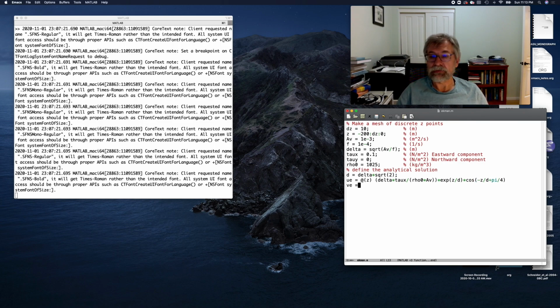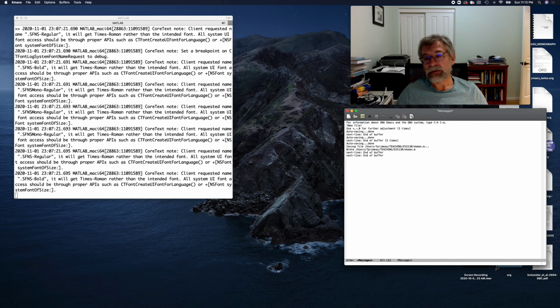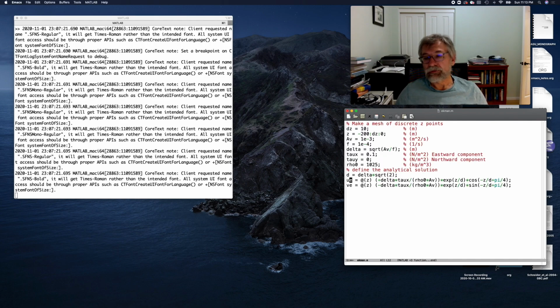And then VE is equal to delta times tau x over rho naught times AV times exponential of z over d times sine of minus z over d plus pi by 4, and there should be a minus out here, and then this one is a plus, just to line up my equations. And another thing to do: the first term here is a constant, but this one I can pass in a vector of z, and then this will evaluate to a vector of values. I want to multiply element-wise, so I should put a dot here for this multiplication and a dot here.